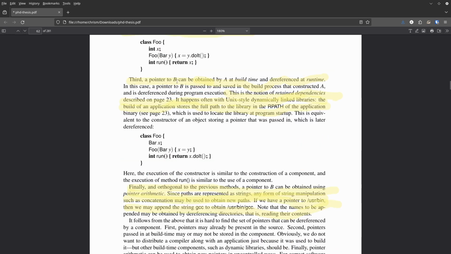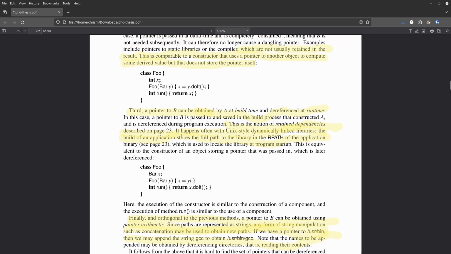Okay, so third, a pointer to B can be obtained by A at build time and dereferenced at runtime. Right, so in this case, a pointer to B is passed to and saved in the build process, constructed A, and is dereferenced during program execution. This is the notion of retained dependency described on page 23. Happens often with the Unix-style dynamically linked libraries. The build of an application stores the full path to the library and the R path of an application binary, which is used to locate the program at startup.